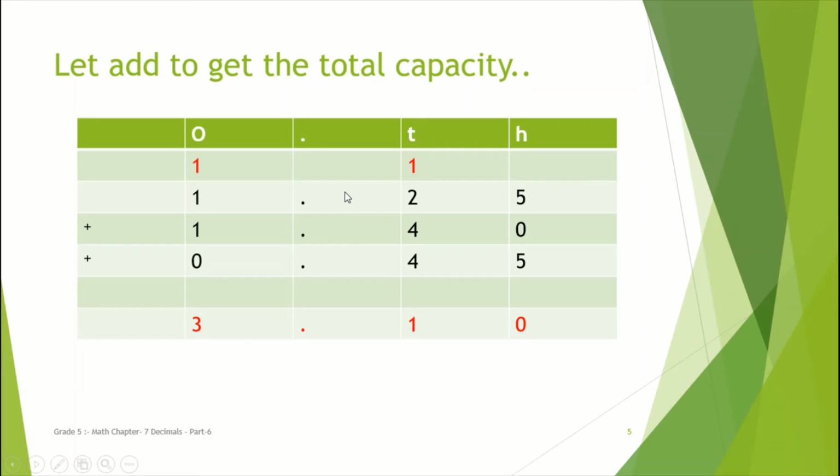Okay, so now scholars, we will add all these 3 decimal numbers to get the total capacity of all 3 jars. Okay, so we'll start from 100th place. So here we have digit at 100th place 5 plus 0 plus 5. So 5 plus 0 plus 5 is 10. Okay. So we'll put 0 over here and we'll carry forward 1 to the next place value.